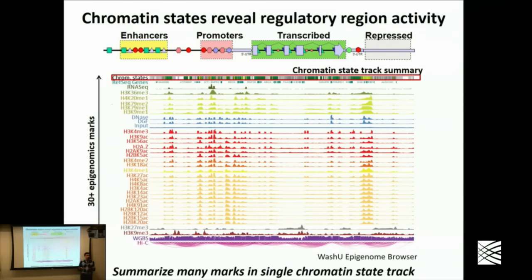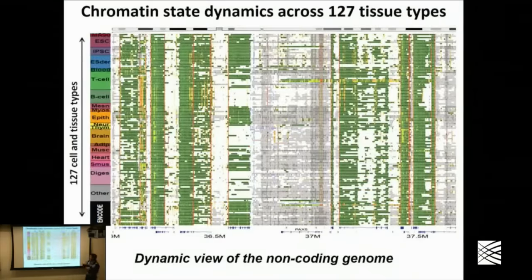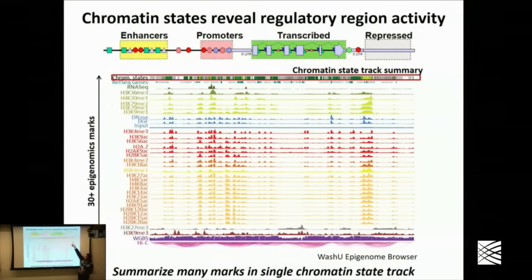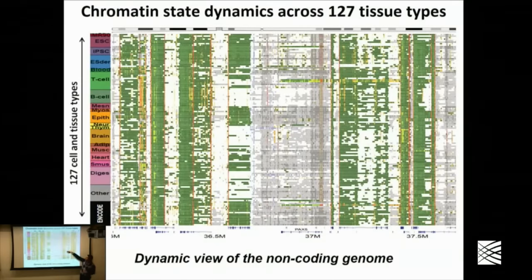Okay? Everybody with me? So we can now take this single track from IMR90 lung fibroblast and bring it with its 100 closest friends, all of the other cell types. And IMR90 lung fibroblasts are at the top there. And you can see, again, the PAX5 gene nicely repressed in this particular cell type. And then you can see how it turns on and off in the different cell types. So you have a dynamic view of the epigenome in a single picture.